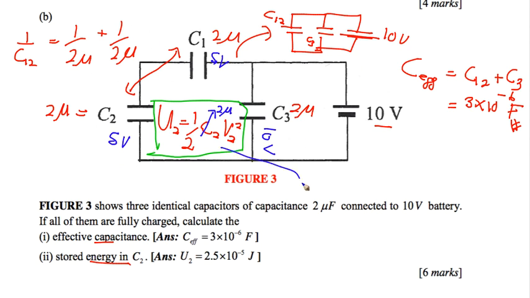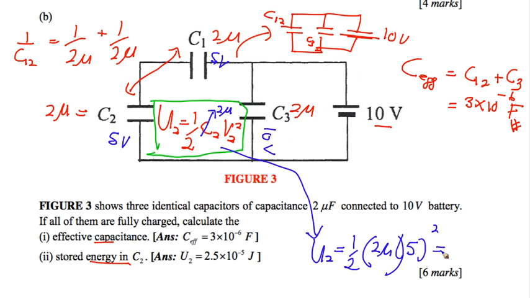So if you calculate the stored energy here, the stored energy at C2, or U2, is equal to half the capacitance of capacitor 2, which is 2 microfarad, times the voltage V2 at capacitor 2, which is 5 volt squared, and U2 is equal to 2.5 times 10 to the minus 5 joule.